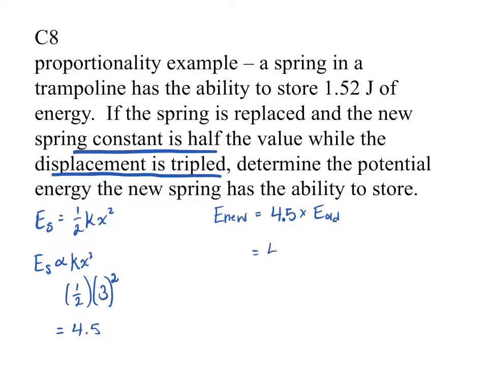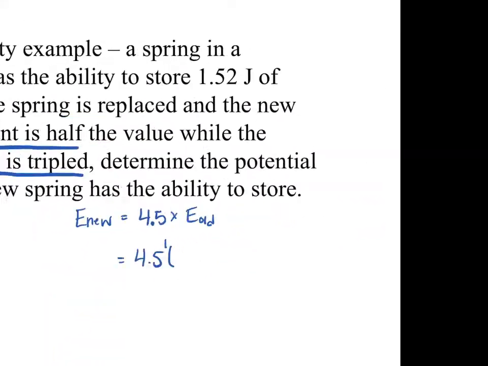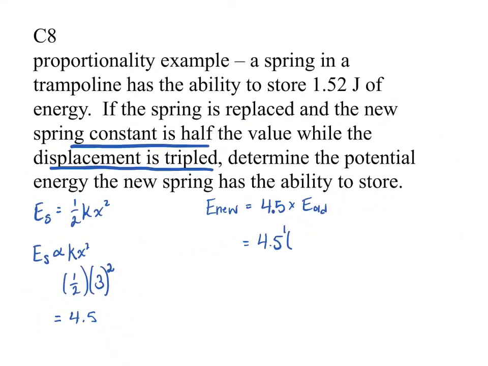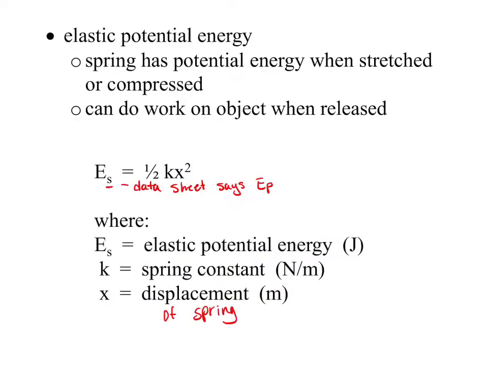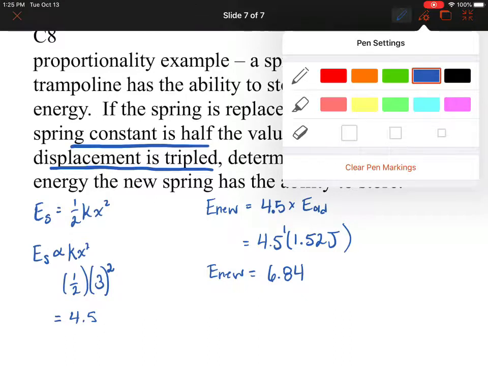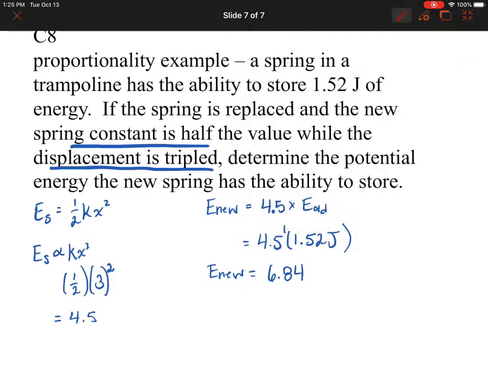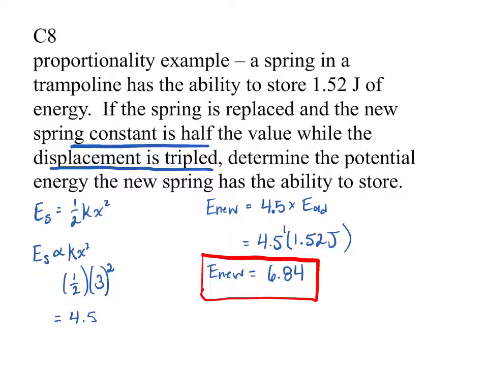And that's all I need to know. So I go 4.5, and the old one could store 1.52 joules. There we go. And what we get is 6.84 joules. So this spring can store a bunch more energy, which is nice. So really, it doesn't matter if the spring constant goes down. If you can displace it more, that's huge, right? So this trampoline could get pretty crazy if you can displace it 3 times as much. Yikes. All right, and there we go.